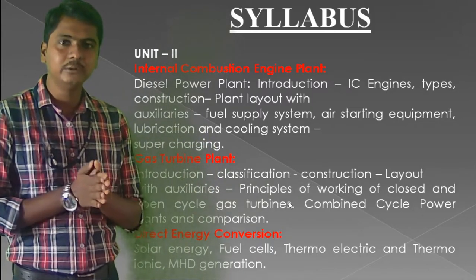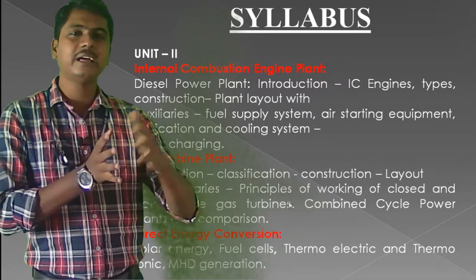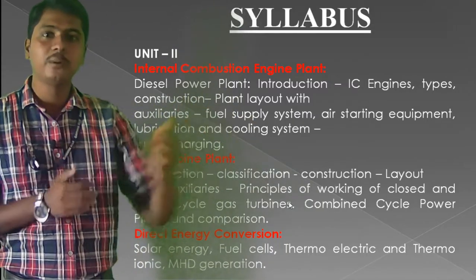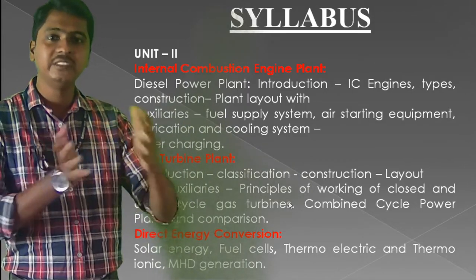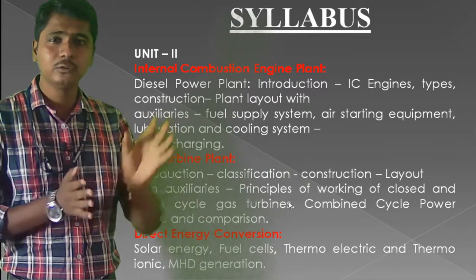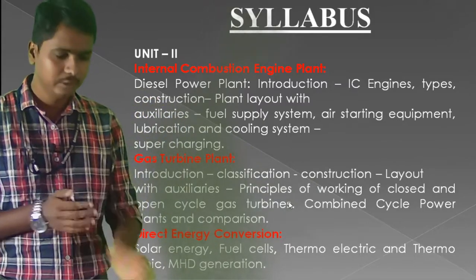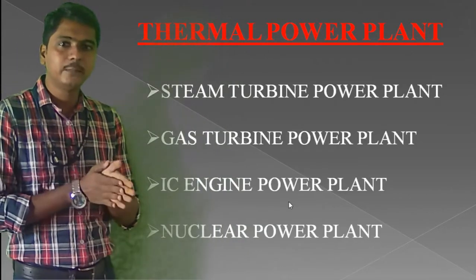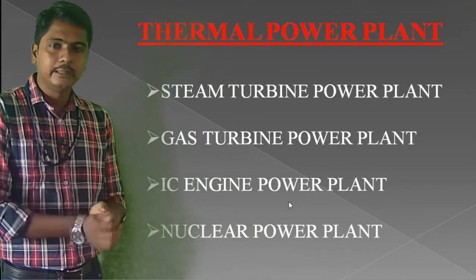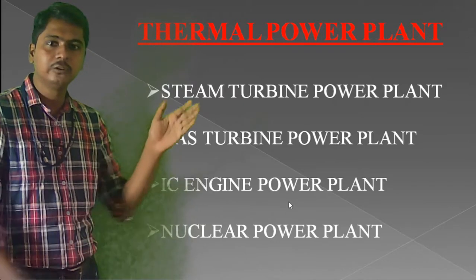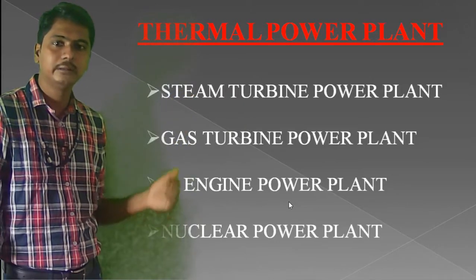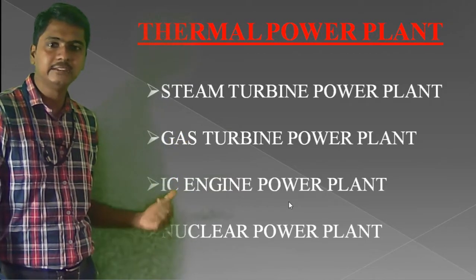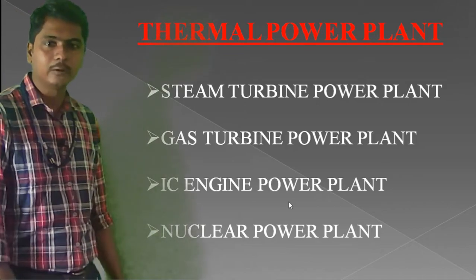But before that, I will tell you what types of power plants there are, what the uses of those power plants are, and what the efficiencies of those power plants are. So I will give you some overview before coming to the gas turbine plant. The first power plant is the thermal power plant. And the thermal power plant is divided into four types: steam turbine power plant, gas turbine power plant, which we are going to start after some time, IC engine power plant, and nuclear power plant.